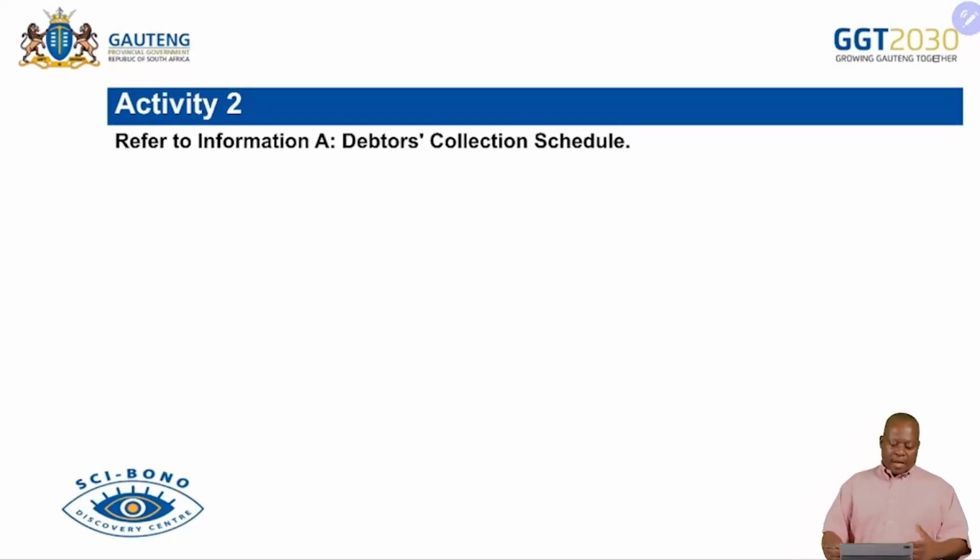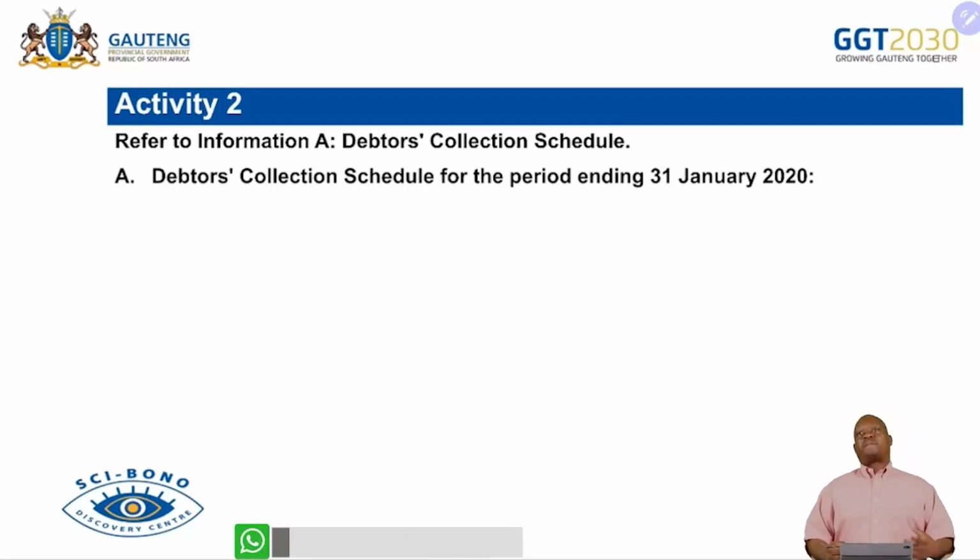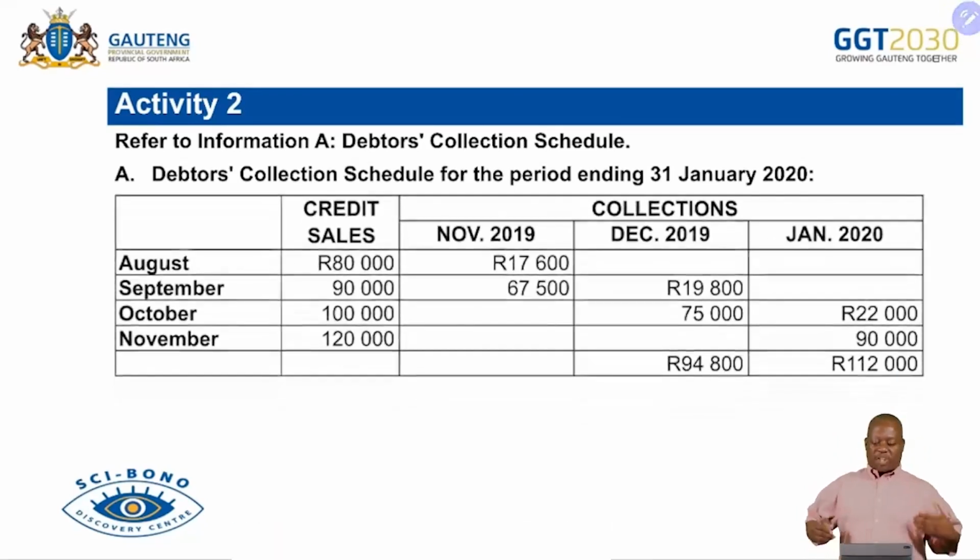Now, let's look into the next question. We are now expected to interpret a debtors collection schedule. Check this one. It's done, prepared for us, straightforward. But they are now going to ask us questions about it. But let's see if we understand something here.